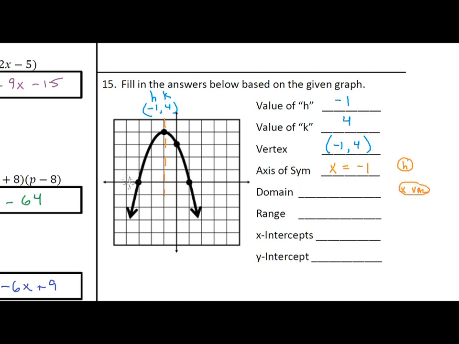Okay, we can have infinite x values. This parabola will continue to get bigger. No matter how far you go down, it just gets wider and wider and wider. So it's going to be all real numbers.